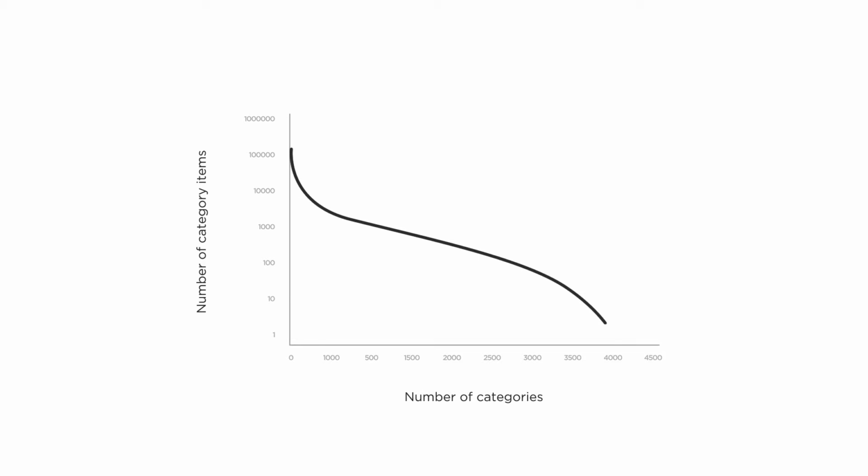Second, the number of items listed in shopping categories can be extremely varied. This data imbalance with the long tail makes automatic categorization even more challenging.